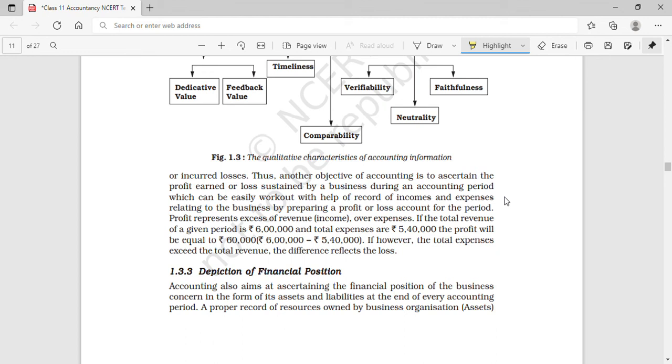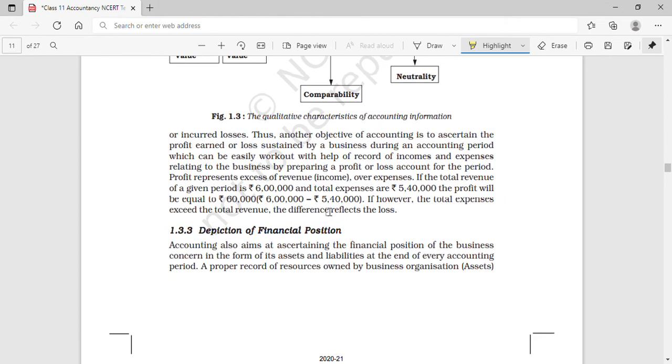Now here, they have given an example. If the total revenue is rupees 6 and total expenses are 5.4, then the profit will be what? You have to subtract. You made how much? 60,000 rupees. Because you still made a profit out of it. It's basically your revenue minus your expenses, which will give you your profit or your loss.